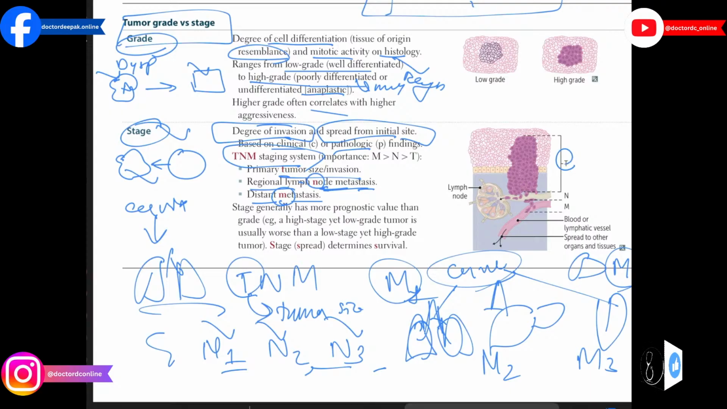T stands for the size, how much it is invading. T1 means up to the epithelium. T2 means the muscular part is getting involved in that organ. And then after the layer involvement, T3.